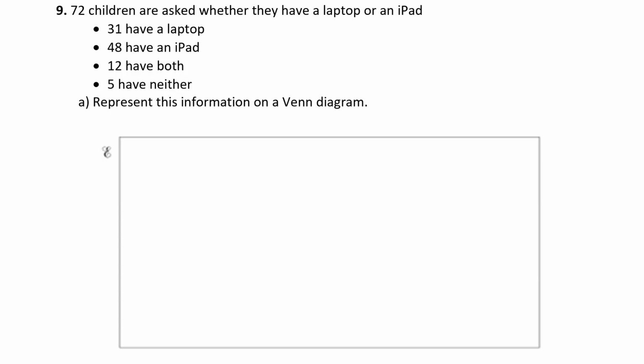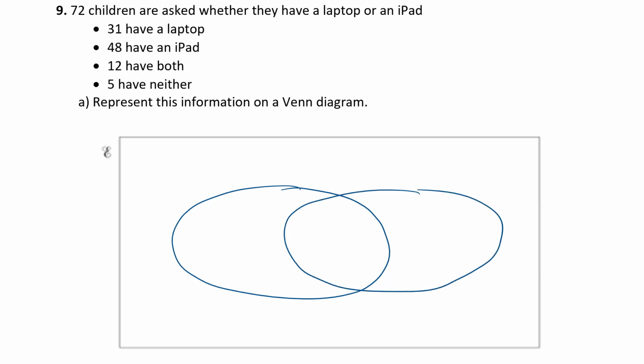Question 9. 72 children are asked whether they have a laptop or an iPad. We're told that 31 have a laptop, 48 have an iPad, 12 have both, and 5 have neither. Represent this information on a Venn diagram. Okay, so we're going to have two ovals, aren't we? Oval 1, oval 2 that overlap. Going to label them laptop and iPad. Set L, set I. So 31 have a laptop, 48 have an iPad, 12 have both, 5 have neither.